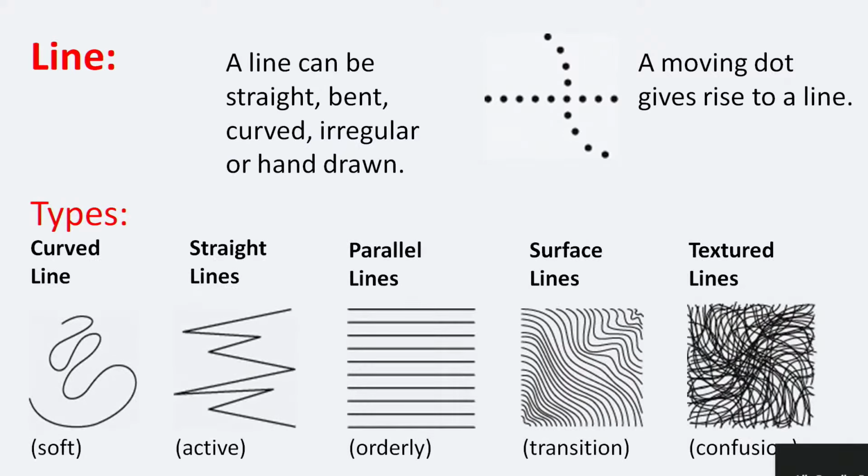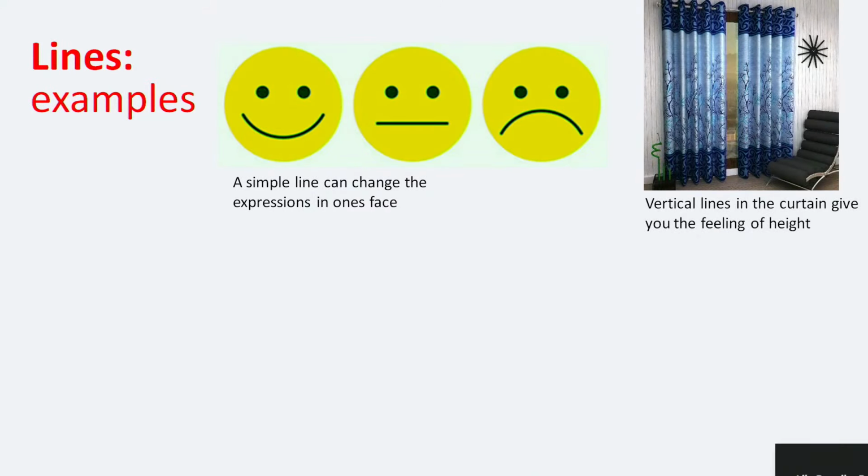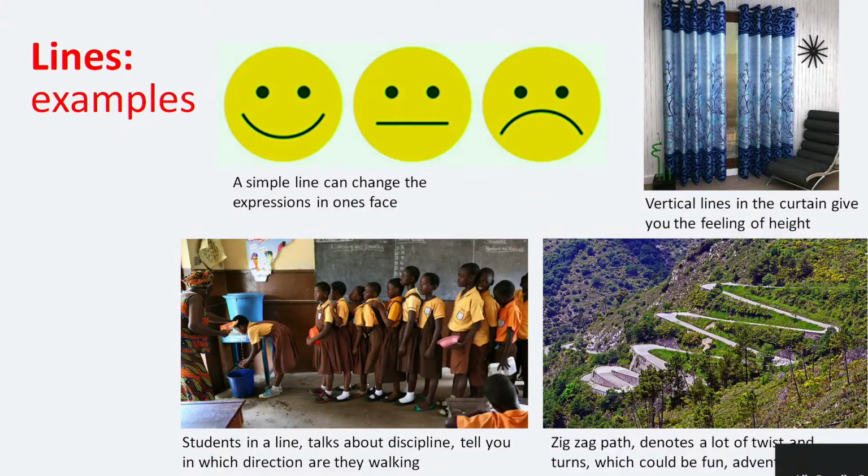There are curved lines which are soft. There are straight lines which are active, parallel lines which are orderly, surface lines and textured lines which can create confusion. Again, show examples. A simple line, just by changing its shape, can create so many expressions, right? Vertical lines can make something look tall, and to bring in order, we stand in a line. A zigzag line, for example, can create a feeling of adventure. So very simple exercises, teachers can add to it.